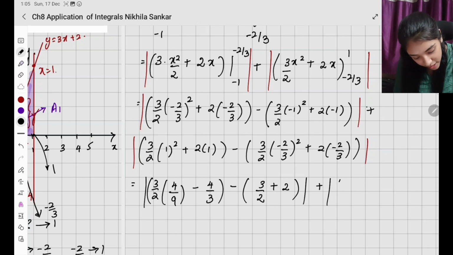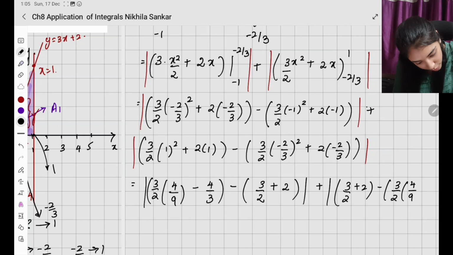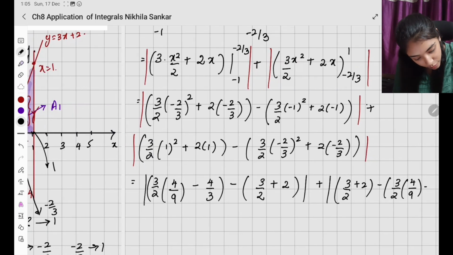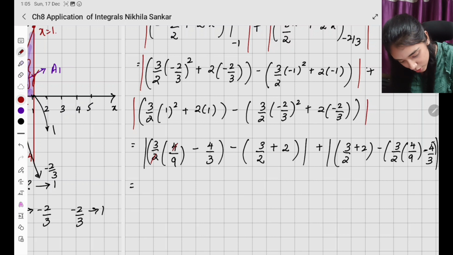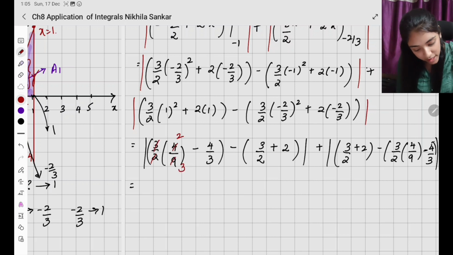Plus now, what is the second term? I have 3 by 2 plus 2 minus, what is this going to be, 3 by 2 times 4 by 9 minus 4 divided by 3. So minus 4 divided by 3, and this is going to be within the absolute value. Now what do I have? Here, what cancels? The 2 and the 4. This gets cancelled and this also gets cancelled. So I have 2 by 3. Here also the 2 and the 4 get cancelled and here I have a 3.